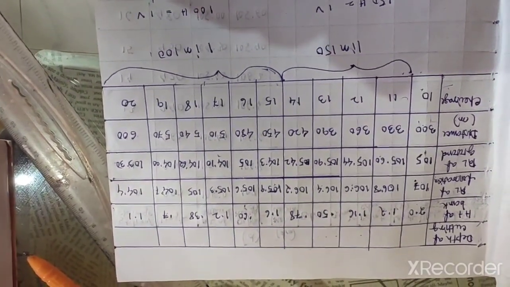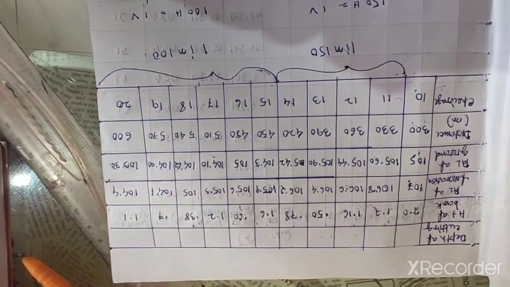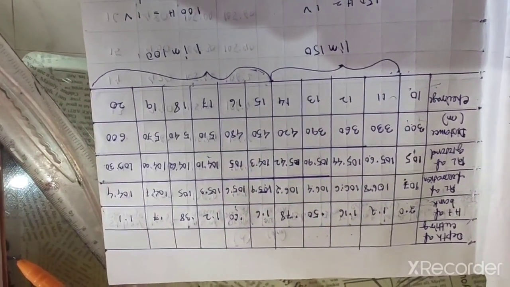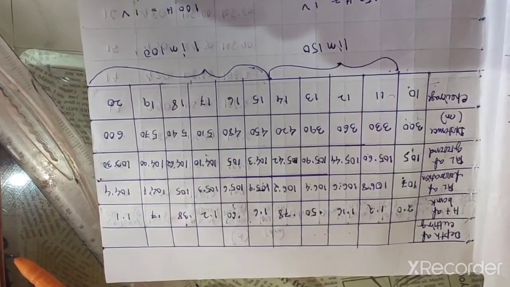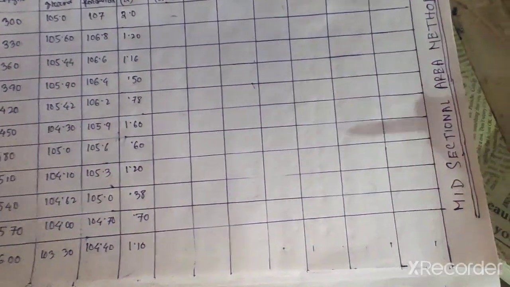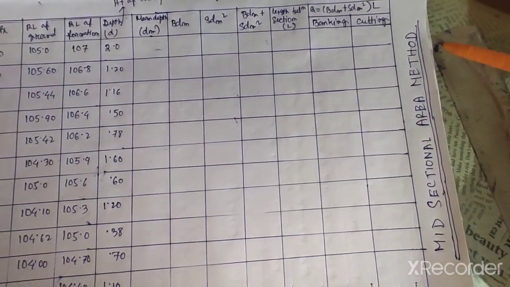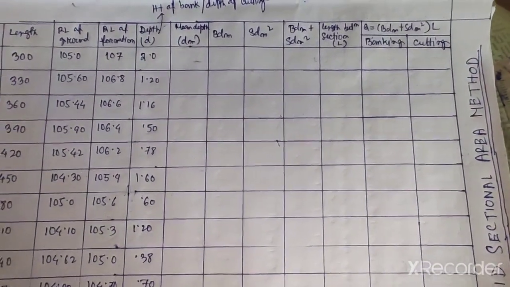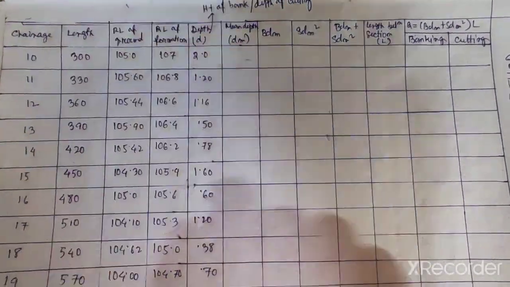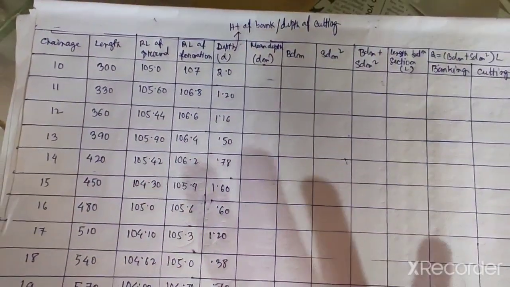so after finding out these values, we need to make another table, and then now let's go to that table. Now we will try to solve this problem by the very first method, that is mid-sectional area method. We have already learned about this method in our previous videos. Now we'll apply this method to calculate the total amount of earthwork.